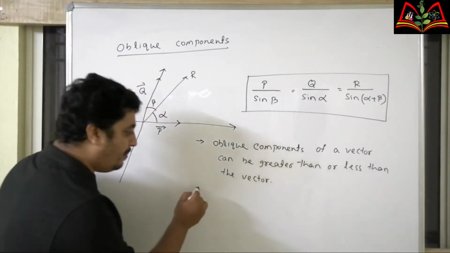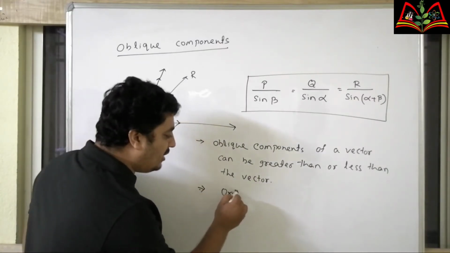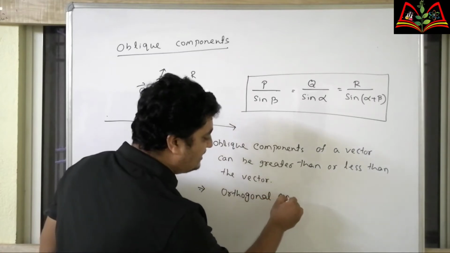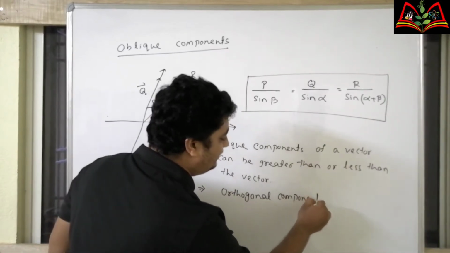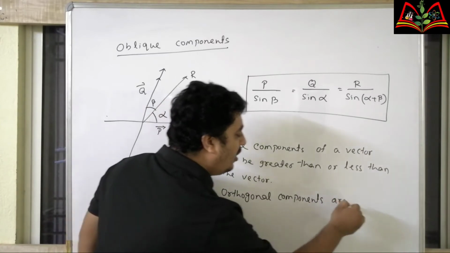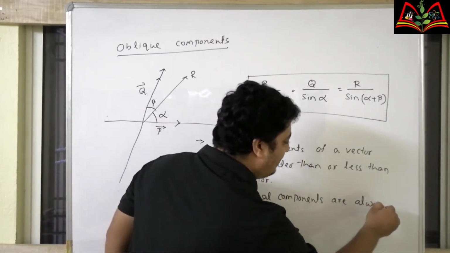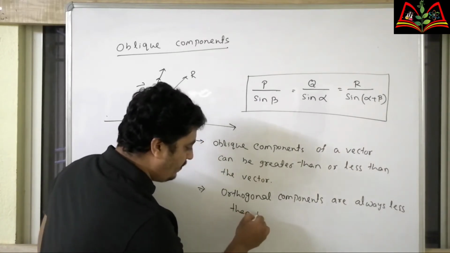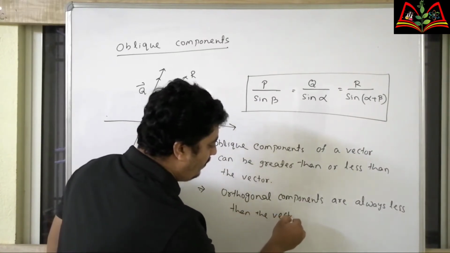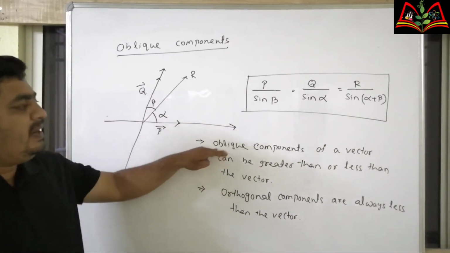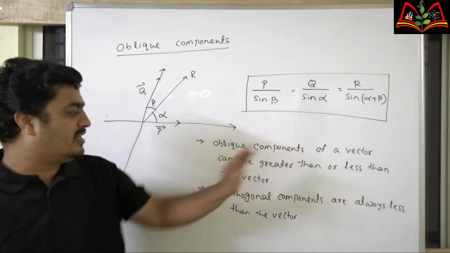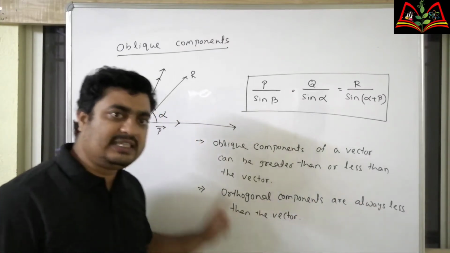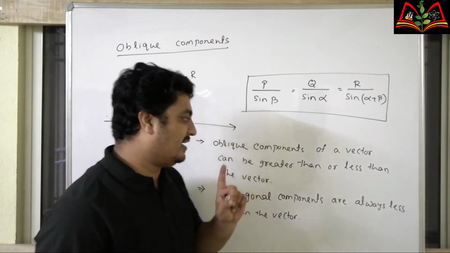alpha and beta. But orthogonal components or rectangular components are always less than the vector. So, oblique components of a vector can be greater than or less than the vector, but orthogonal or rectangular components are always less than the vector.